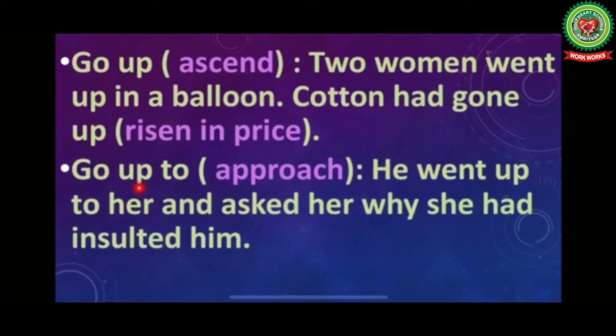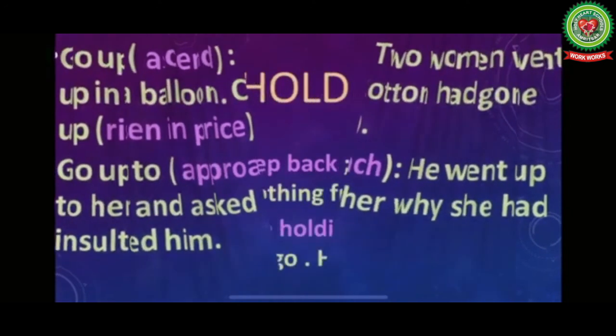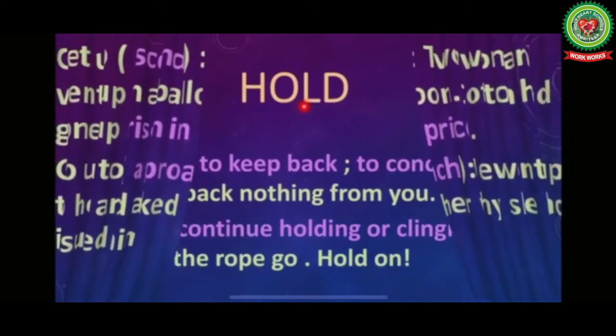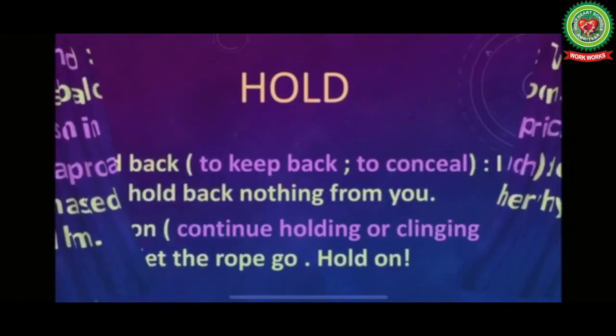See the next one, go up to. Go up to means approach, means pass jana. See the sentence. He went up to her and asked her why she had insulted him. So here it means that he approached her and asked her why she had insulted him. So instead of using the word approached, we may use the phrasal verb go up to or went up to.